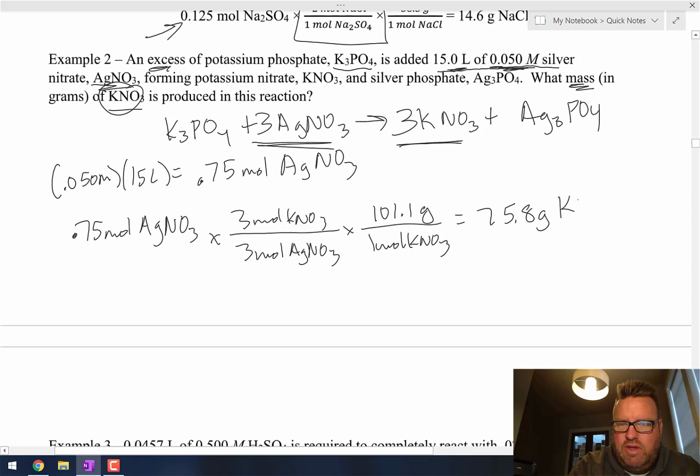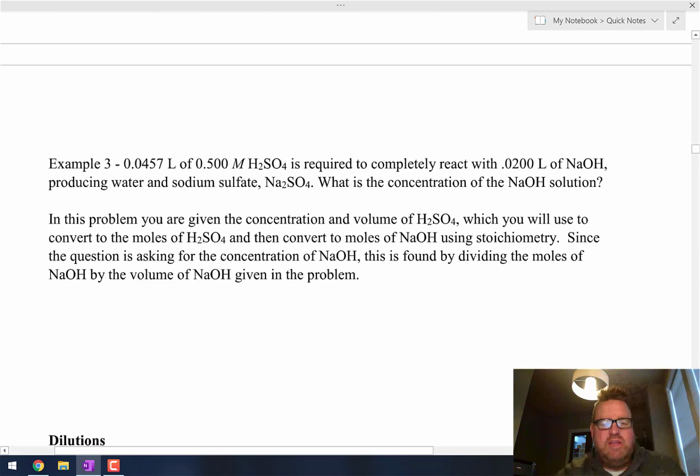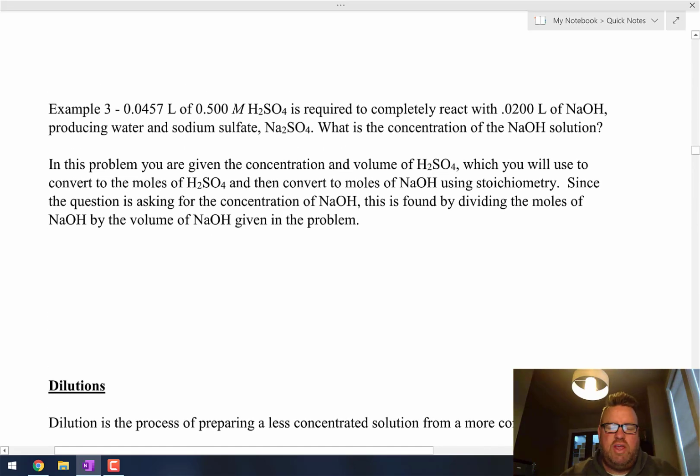Okay, and now I go to my calculator and I get a final answer of 75.8 grams of KNO3. Okay, and again, this is really just a stoichiometry problem where, at the beginning, we're simply taking the concentration times the volume to get moles rather than taking the grams and converting to moles.